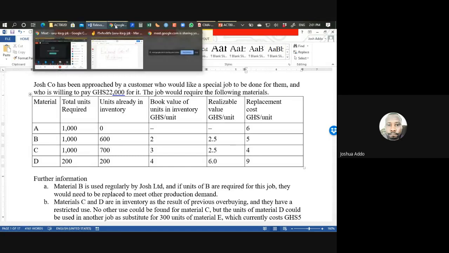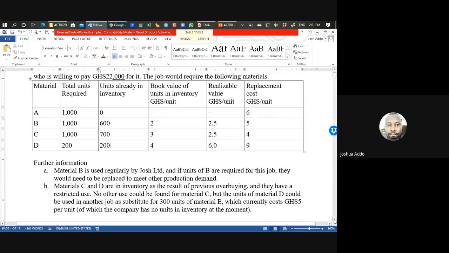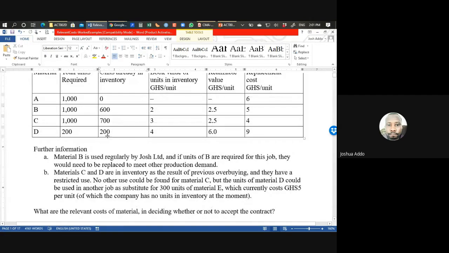For material D, we need 200, and the whole of the 200 is in inventory. When we use it, what happens? Let's read the footnote. We already know that we have 200 of material D in inventory as a result of previous overbuying. But that's what the footnote says.